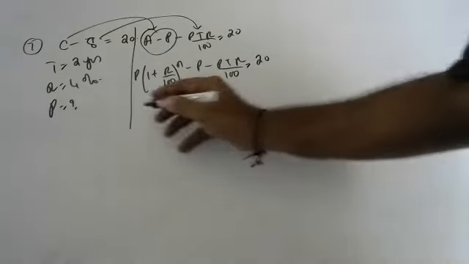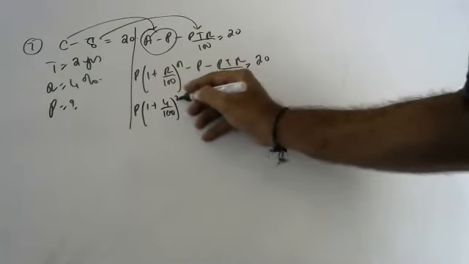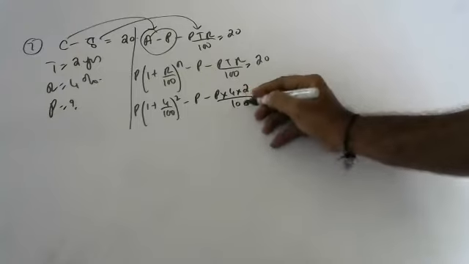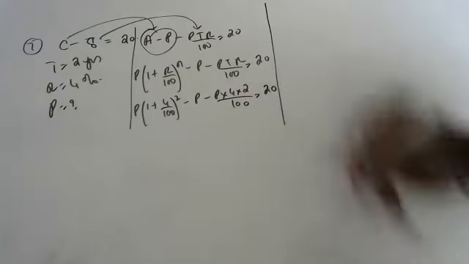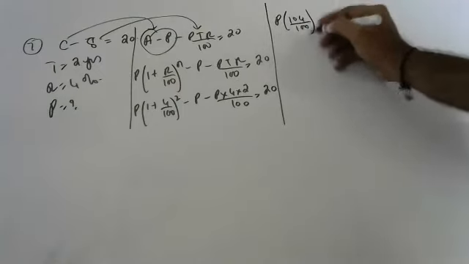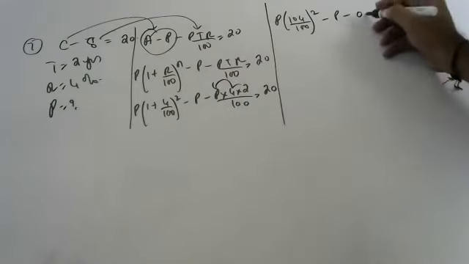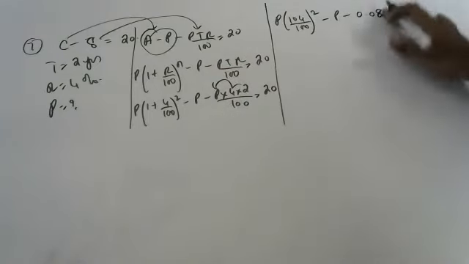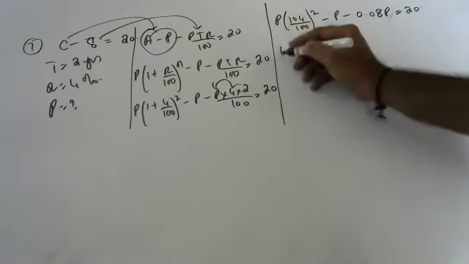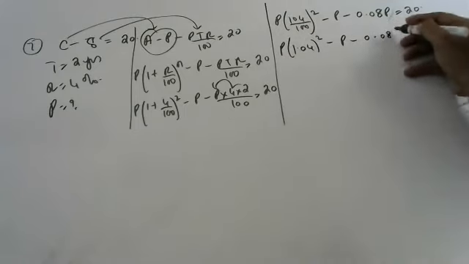P into 1 plus 4 by 100 whole to the power 2, minus P into 4 into 2 by 100, is equal to 20. P into 104 by 100 whole to the power 2, minus 8 by 100 P. So 0.08 P is equal to 20. Then, sir, 0.08 P and minus P we can.